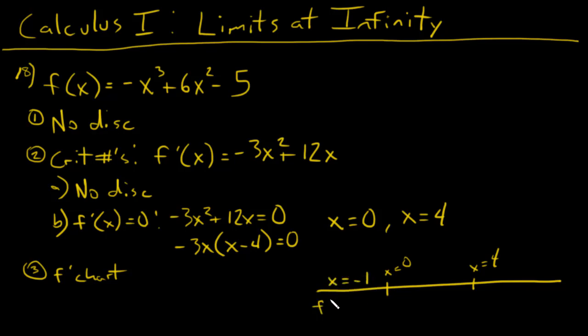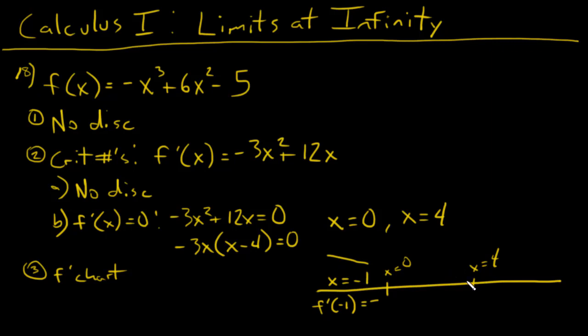So that means f prime of negative 1 is equal to, well, if I plug a negative 1 in here, it gets squared, becomes positive, times negative 3. So it's going to be negative 3, and then minus 12. So that's definitely negative, which means that I'm going to have a decreasing interval right there.